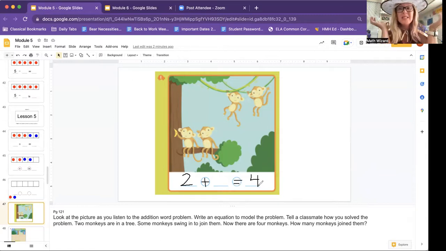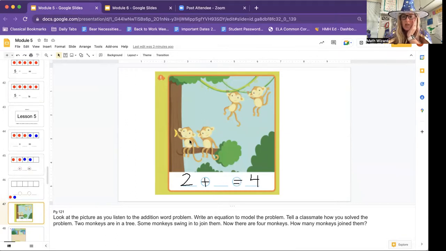Okay, so they didn't tell us how many joined. They said there were 2 to begin with, and some more joined him, but we don't know. So right here, we don't know how many, so I'm going to put a question mark. A question mark means I don't know. Okay, so we're just going to put that there just for a minute. Now, sometimes we'll say, now how many are there? Well, now there are 4, so that's going to go after our equal sign. So we do not know what number goes here.